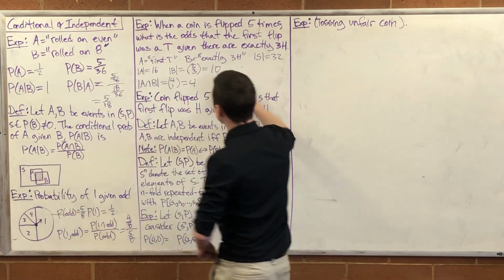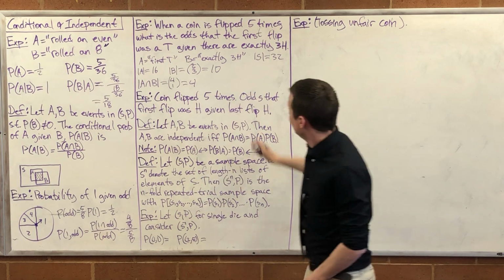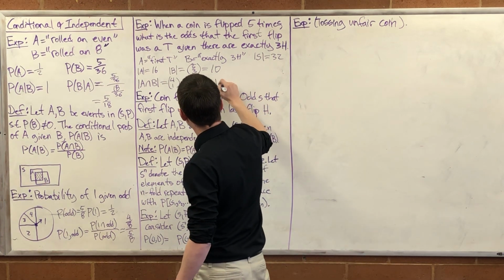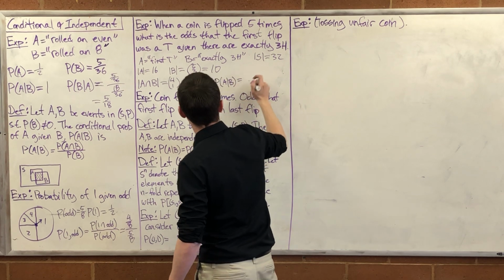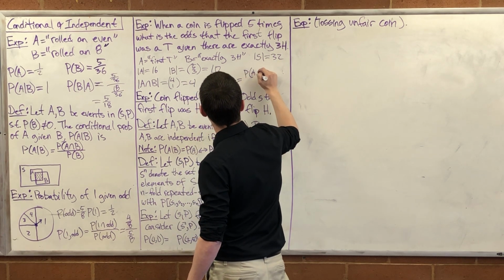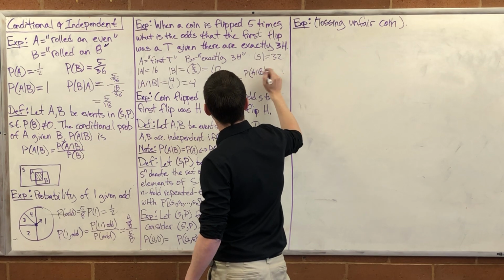So there we go. So 4, that's the size of this. So now we're ready to do, what is the probability of A given B? That's equal to the probability of A intersect B divided by the probability of B.